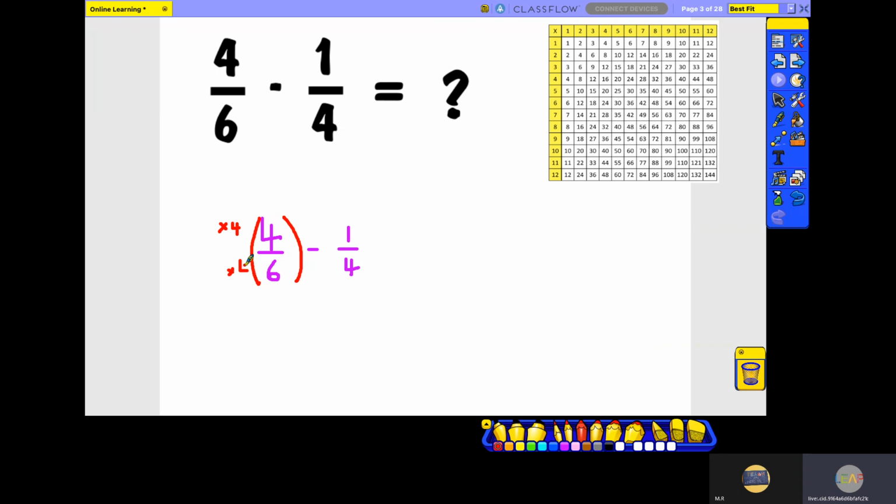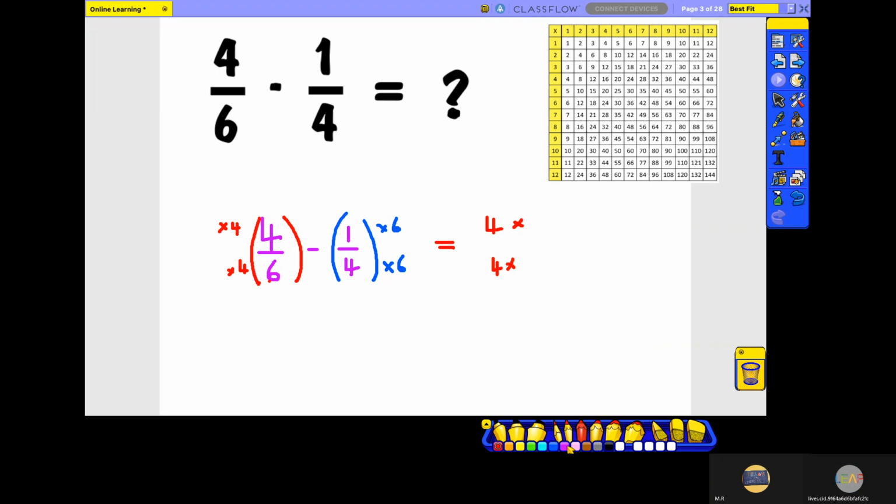Times it by 4, you times both the numerator, which is the top number, and the denominator. Okay, and then you get your next number, which is 1 over 4, and you multiply it by the opposite denominator, which is 6. So again, you multiply the numerator and the denominator by 6. Now let's put this into working out now. So we've got 4 multiplied at the top and 4 multiplied at the bottom.